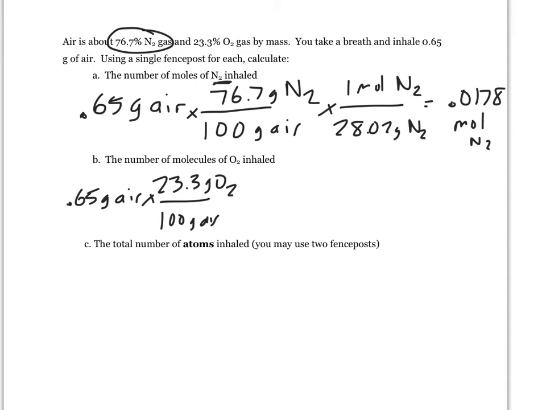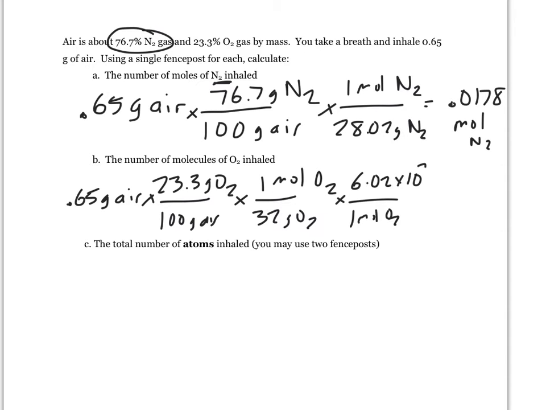And now we want to get this to molecules, so you could do this in one step or you could do this in two. If you prefer to do it in two, we know that for every 32 grams of O2, there's 1 mole of O2. Now you could also just put the 6.02 up here because that is equivalent to a mole. But if you want to see it all written out, every 1 mole of O2 is 6.02 times 10 to the 23rd molecules of O2.